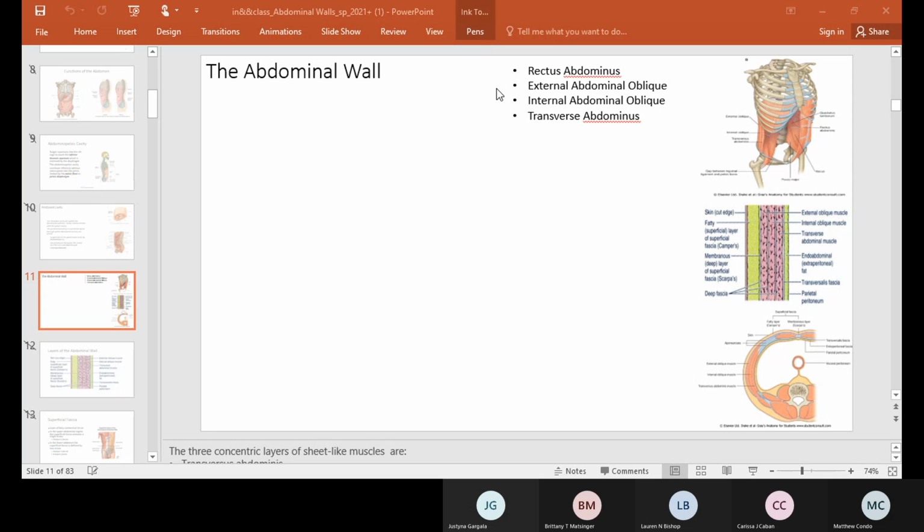They will do pelvic tilt. So when you hold down somebody's rib cage, they will posteriorly rotate the pelvis as well because they attach into the pelvis. Internal oblique will definitely help with that.